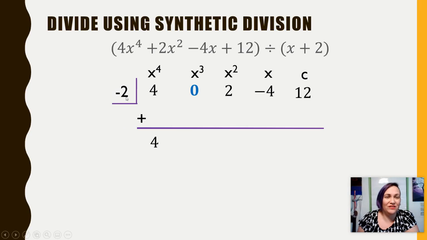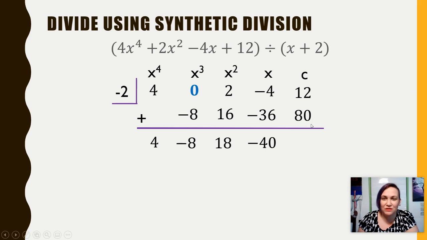4 times negative 2 is negative 8. 0 plus negative 8 is also negative 8. Negative 8 times negative 2 is positive 16. 2 plus 16 is 18. 18 times negative 2 is negative 36. Negative 4 plus negative 36 is negative 40. And finally, negative 40 times negative 2 is positive 80. And 12 plus 80 is 92.